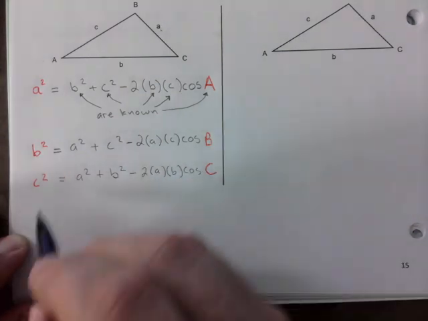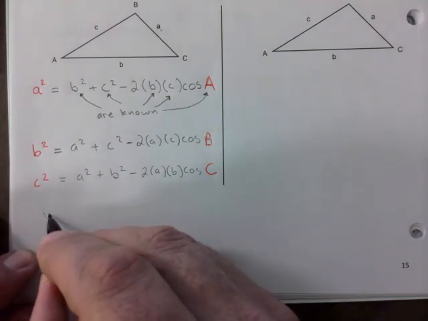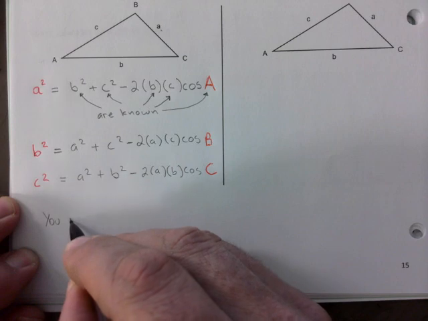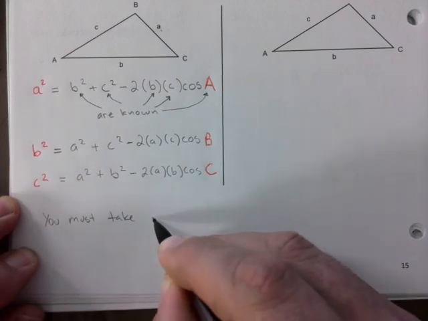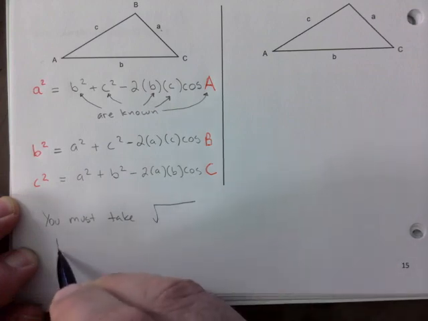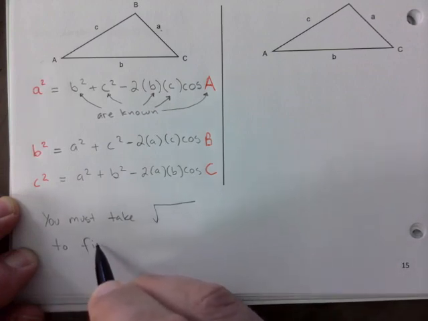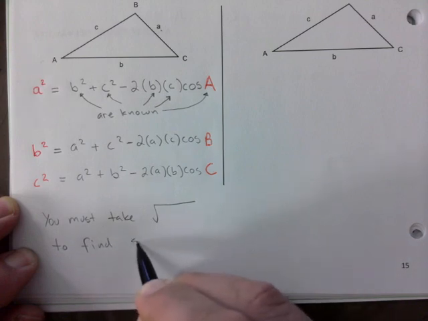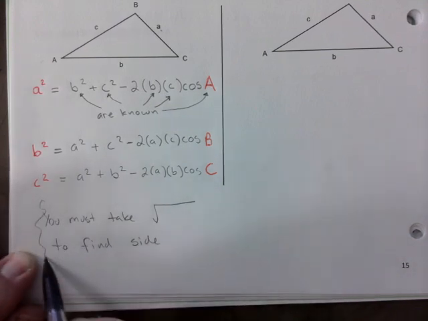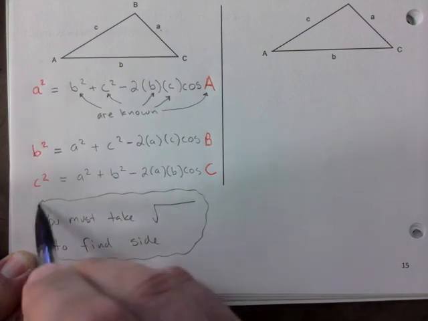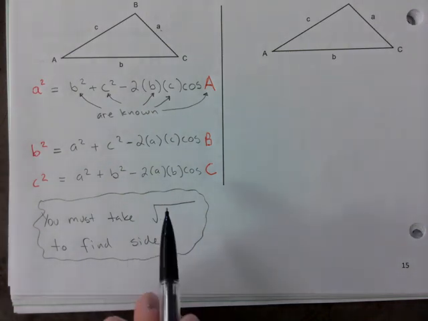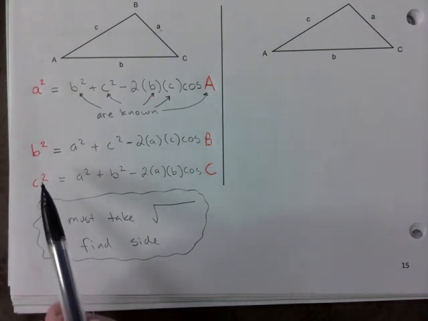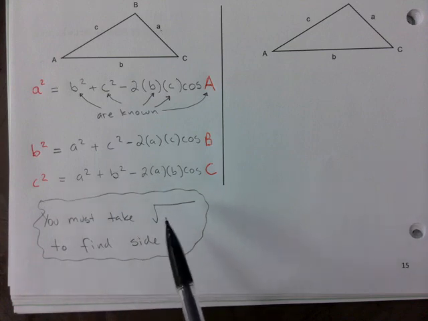What you need to know here is you must take the square root to find the side. That's a big one. That's a little cloud there. At the end of the day, before you actually find the side, you're going to have to take the square root because of that square here. So don't forget about the square root.